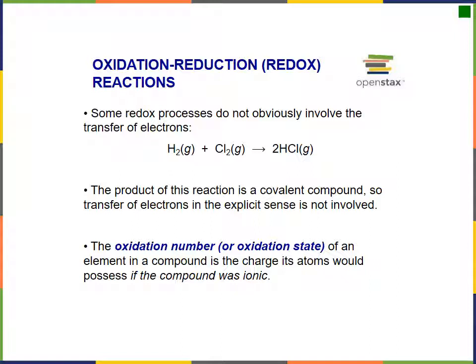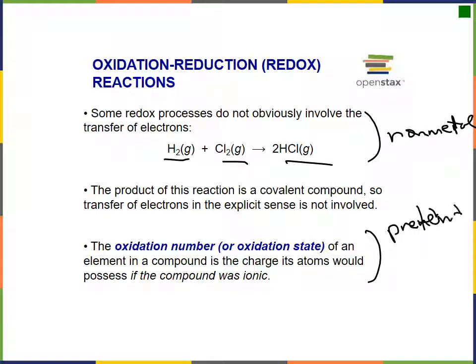Some redox reactions, and note this is elements going into a compound, do not obviously involve the transfer of electrons, and that is because these are all nonmetals. Now, we can still view them in terms of a transfer of electrons, and instead of looking at them in terms of electrons lost and gained, we're going to look at a pretend charge on these guys, and our pretend charge is going to be an oxidation number or an oxidation state, which would be the charge if the compound itself were ionic.